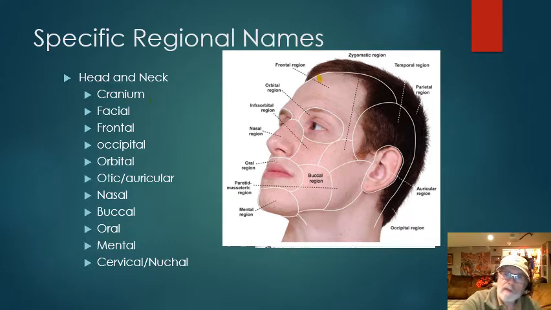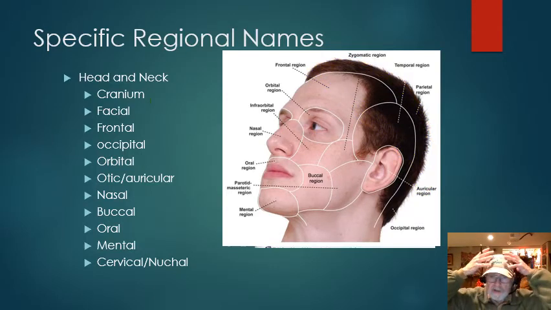Cranium is basically the area up in here that contains the brain. This whole area here, the top part of the skull, is going to be called the cranium. The brain sits inside the cranium, so that would be the cranium. That's an easy one. You shouldn't have to worry too much about that one. Cranium, the area on the top of the head where the brain sits.